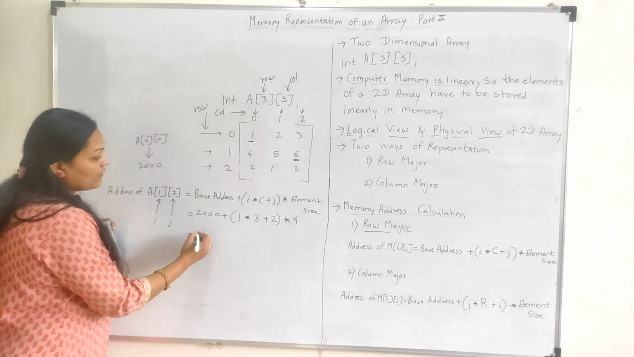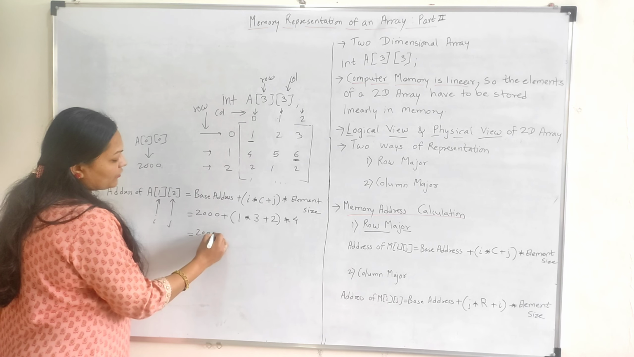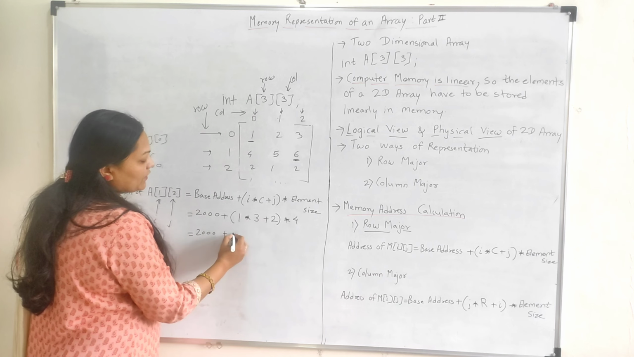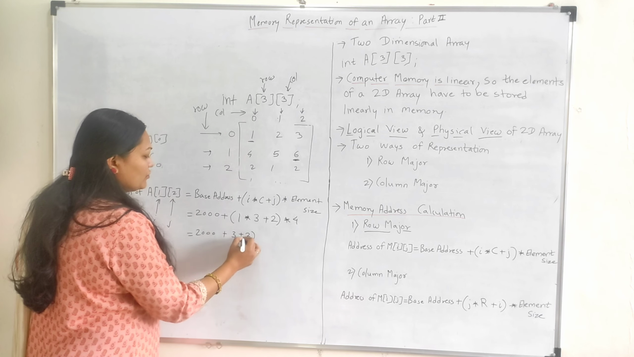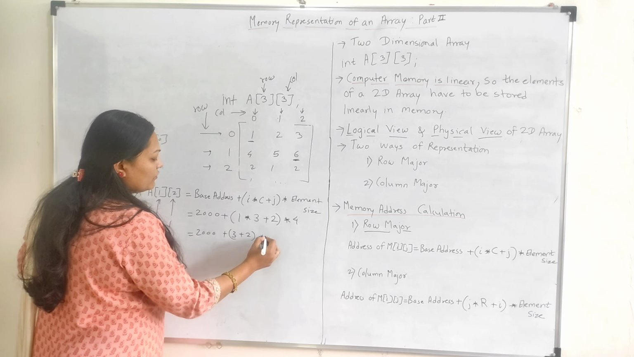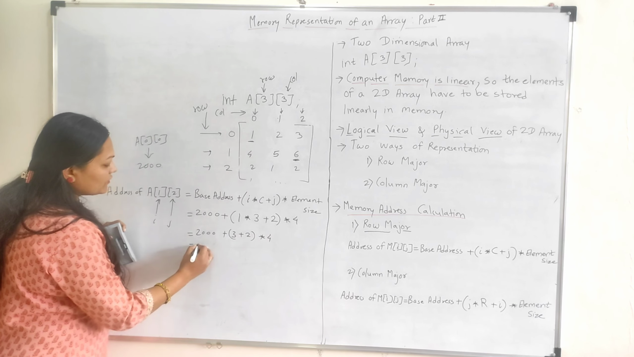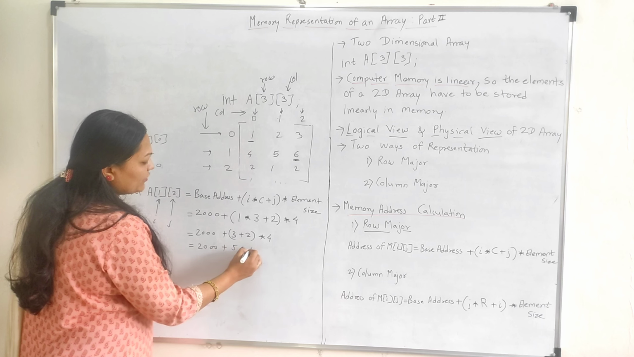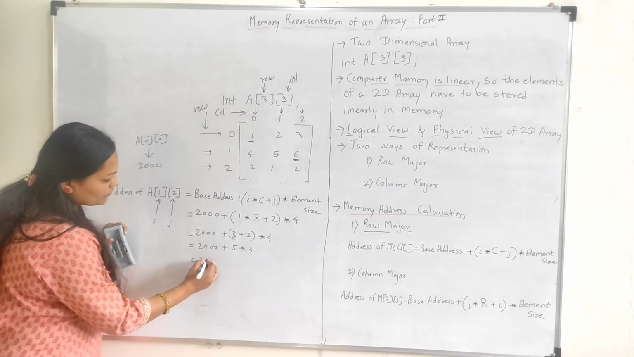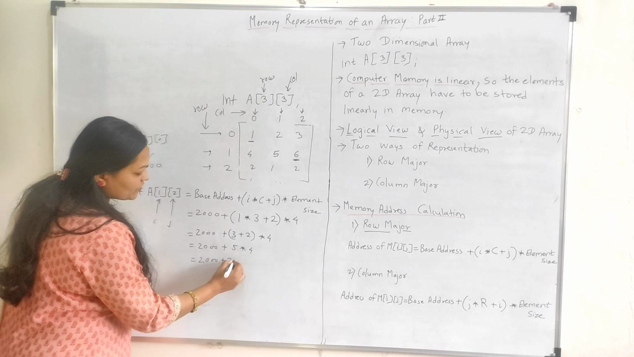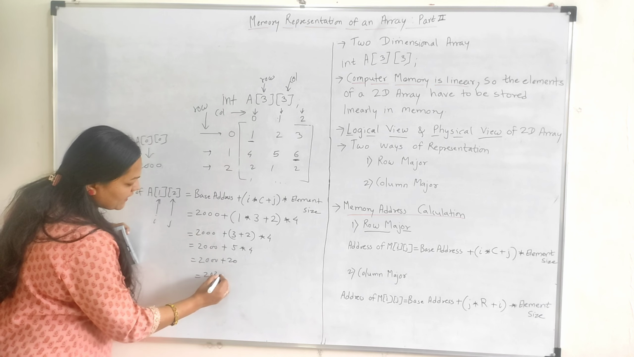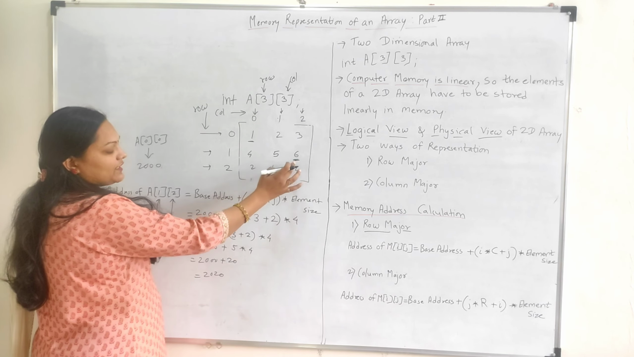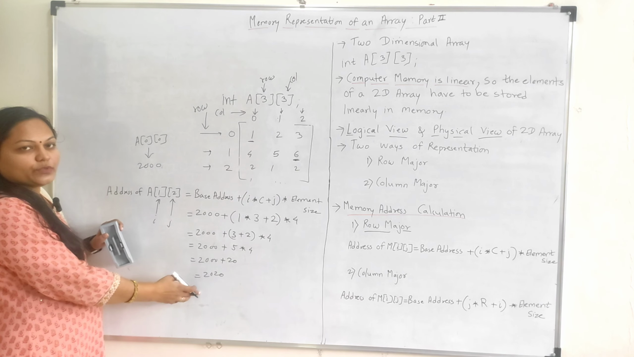Okay, so after calculating this we will get 2000 plus 3 plus 2 into 4. So 2000 plus 5 into 4. So 2000 plus 20. So we can say it is 2020. So the address of this element is 2020.